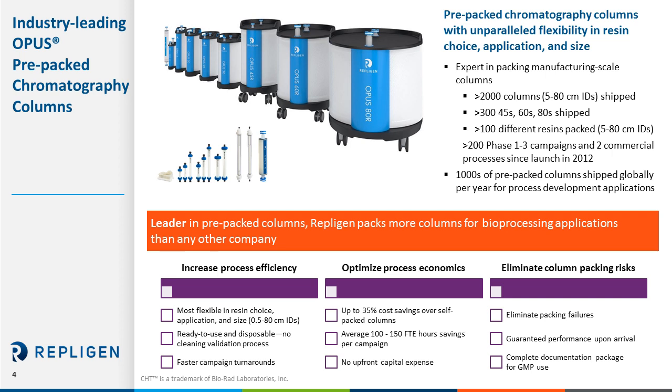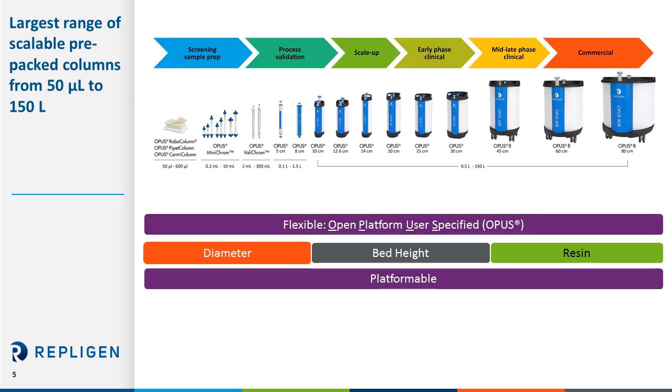And OPUS columns are chosen because they increase process efficiency. There's good process economics that go along with those process efficiencies, and eliminating those packing risks which can occur when columns are self-packed. And Repligen has complete documentation to support GMP usage. So all of these factors combined, including our flexible configuration model, which I'll outline in the next slide, have generated a situation of rapid growth over the last several years.